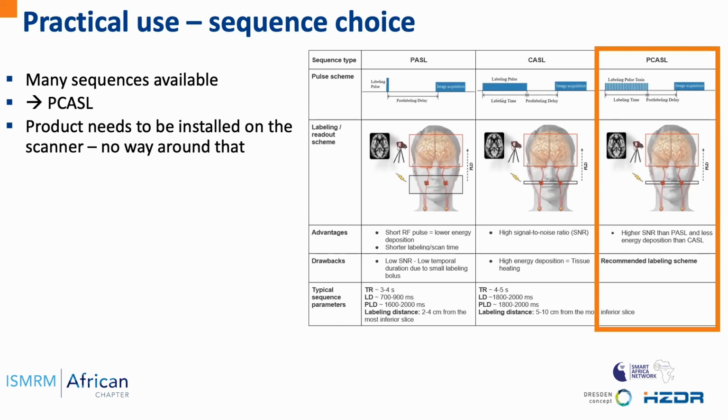So there's only one catch. You need to buy the sequence. If you don't have the sequence, you can't just use any research sequence. All research sequences have as a requirement a deal with the vendor that you will buy the product. Once you buy the product, it's pretty easy to approach scanner developers, sequence developers from academia, and ask them for any advanced sequence.